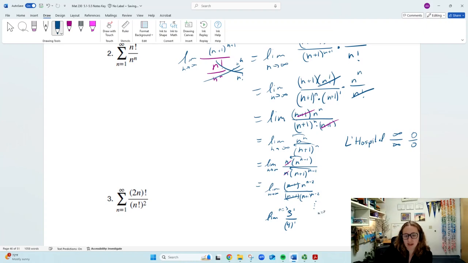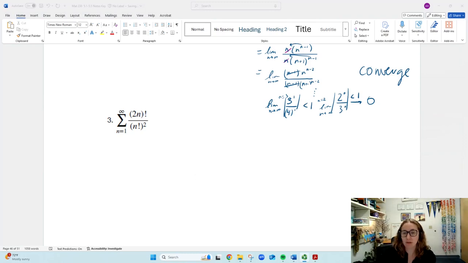If I did this for when n equals 2, I'd be looking at, let's see, 2 to the 0 power over 3 to the 0 power. So my ratios are actually decreasing. My limit of these values as n gets larger and larger is actually going to go to 0. And both of these ratios are less than 1, so this one is going to converge.